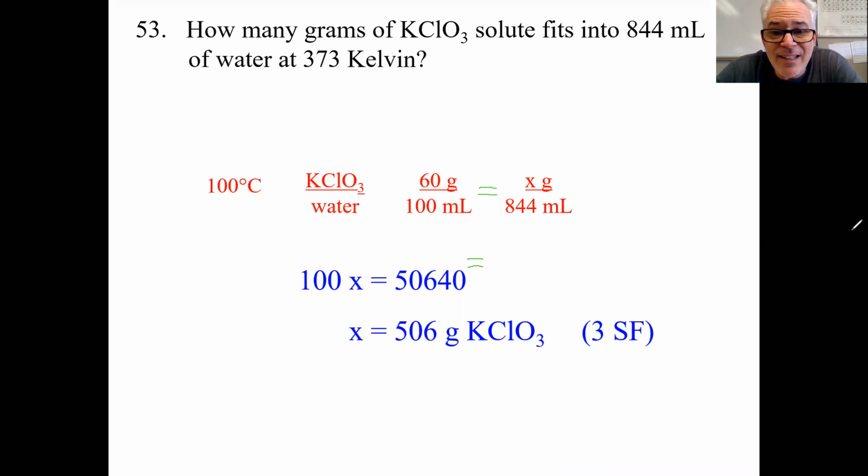100x equals 60 times 844. That means 100x equals 50,640. Divide both sides by 100, and x alone equals 506 grams. So that means if 60 grams fits in a little solution, more grams fits in a much bigger solution, right? More grams. In this case, we did the math, 506. Easy peasy. I'm telling you, this is easy.